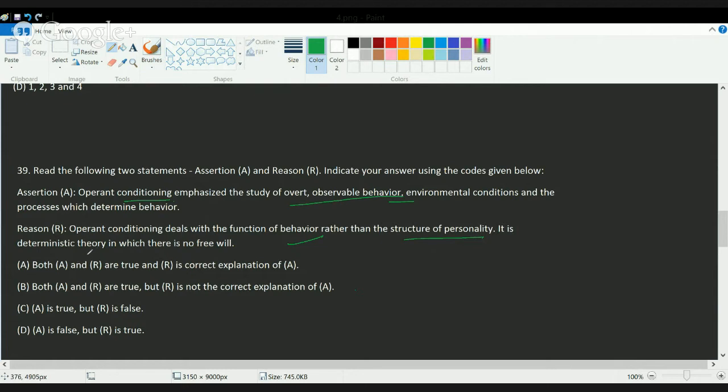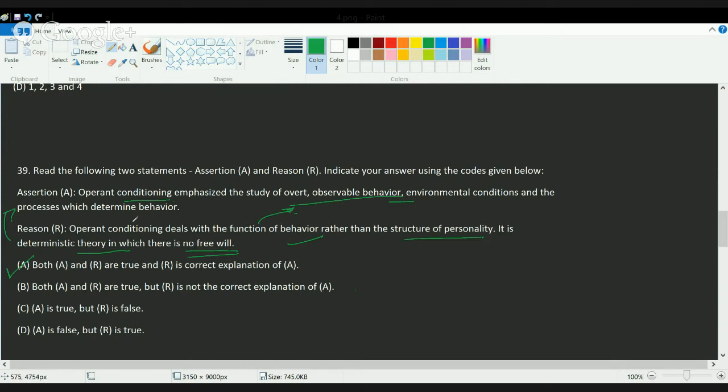And again, operant theory is a deterministic theory where there is no free will. So both the assertion and the reason statements are correct, and because of this, the reason is a correct explanation for the assertion, where I'm trying to explain the function of the behavior, and that function of the behavior governs the overt nature of a person.